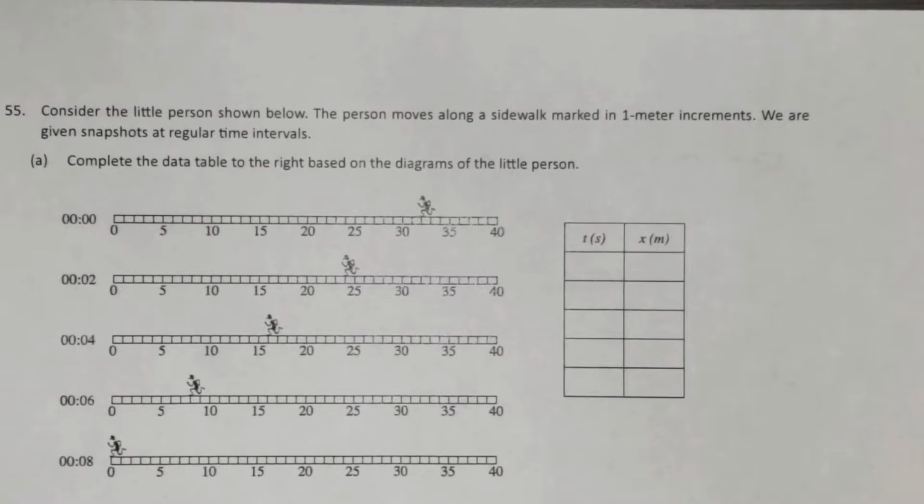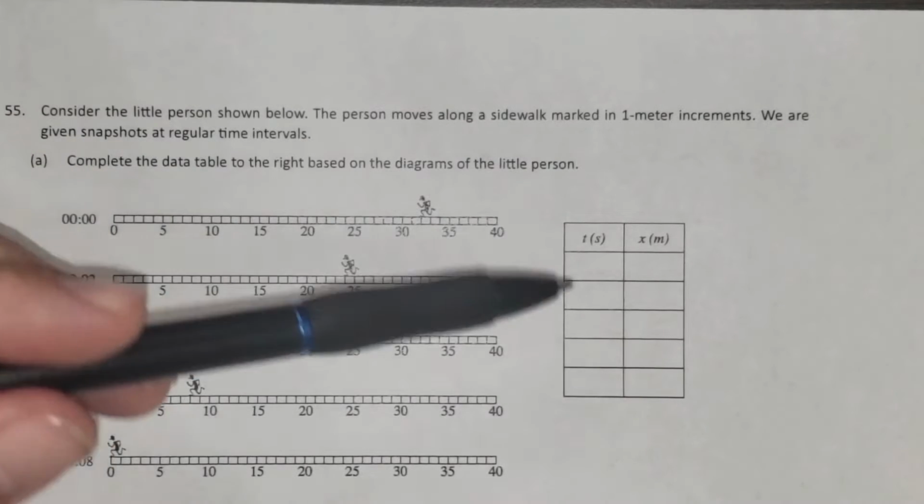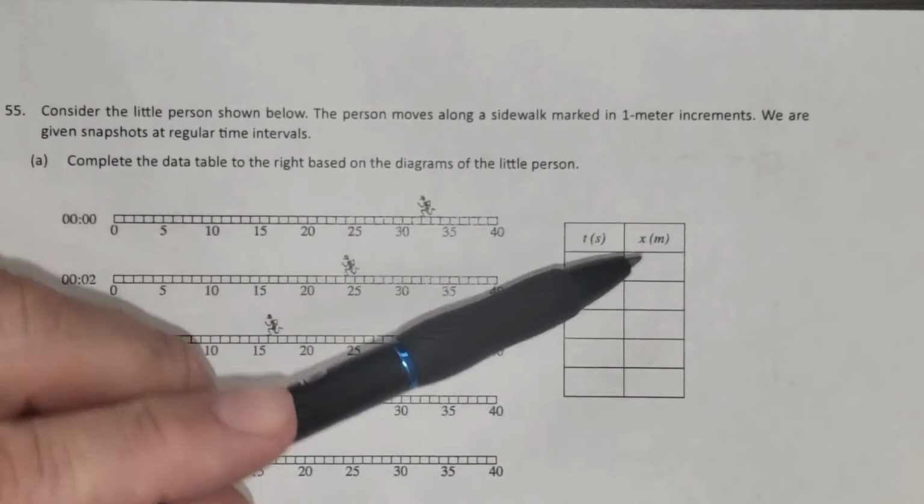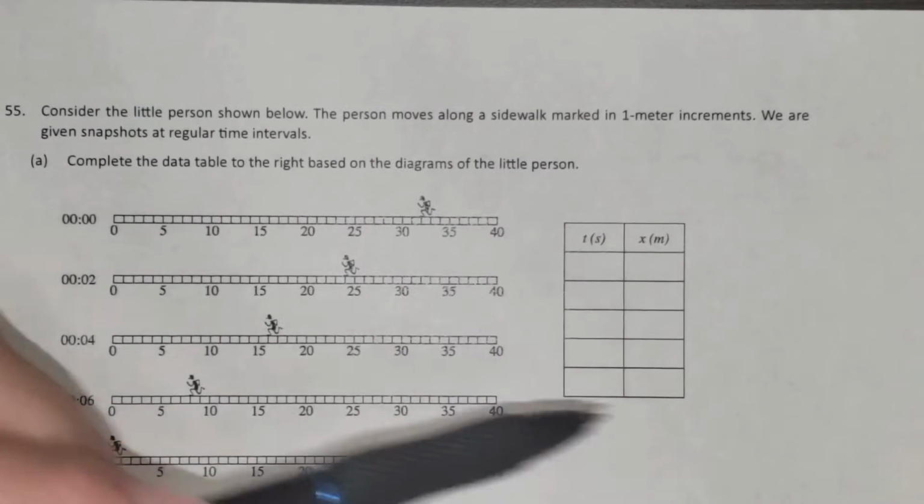This is a problem work through for problem number 55 from lesson 2.5, Velocity and Acceleration, Graphical Modeling and Interpretation. Now, in this problem, we have to take some information from this graph, from this image. And for part A, we need to actually fill in the data table here on the right. Now, we have time in seconds and we have distance in meters.